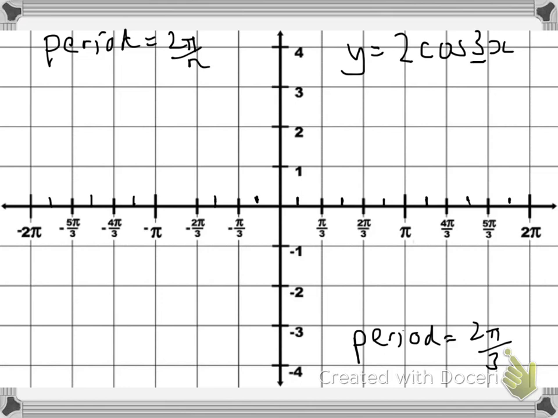Okay, so we've got all our divisions marked in. Now we know that one full wave is going to finish at 2 pi on 3. By the way, because we've got 2 there, the amplitude is going to be 2. Okay, so let's mark in the key points. We're going to have one there, and then one at pi on 3 down here.